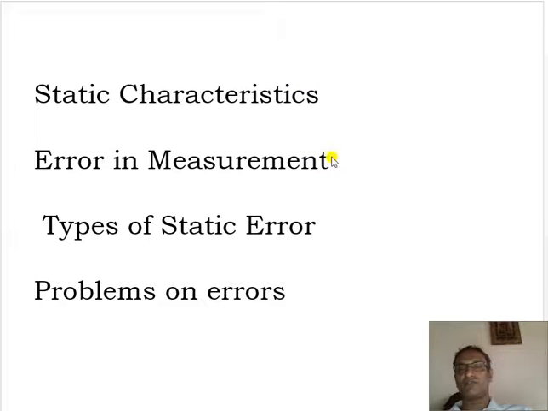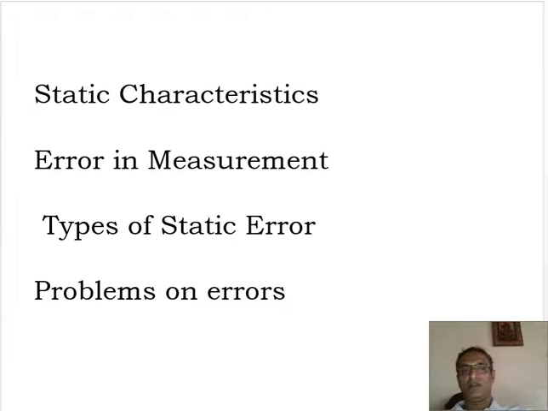Error is given by the equation E is equal to AM minus AA. AM is the measured value and AA is the actual value of a measurement. At the same time we studied the static error, and the different types of static error, the gross error, the human error, as well as other types of errors. In this session we are going to study some of the problems that are given on errors. At the same time we are going to solve some problems.